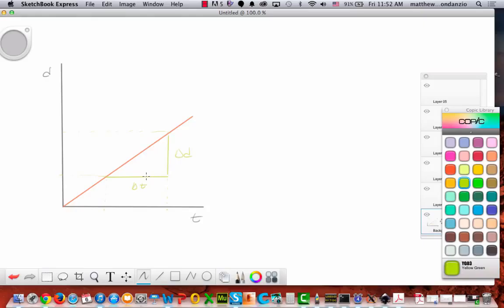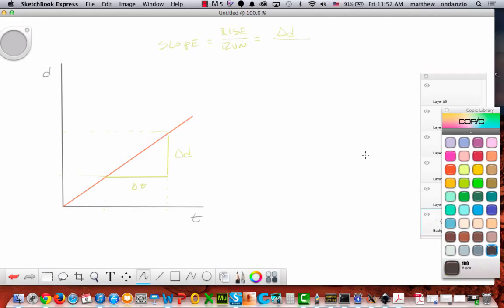is represented in a distance versus time graph as what? What mathematical, geometrical thing? Slope, right? And what do we say slope is equal to generally? Rise over run, right? So in this distance versus time graph, what's the rise of my slope? Delta D, or my change in distance.